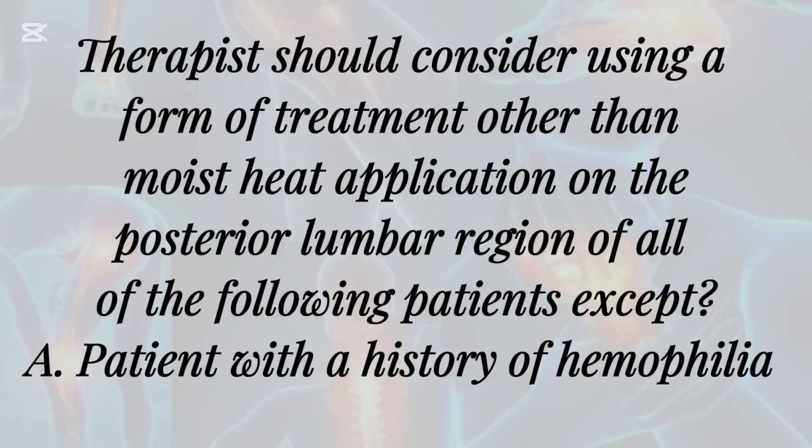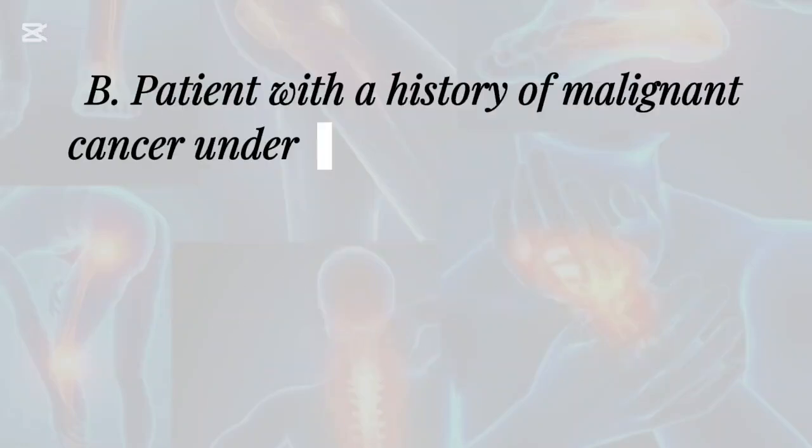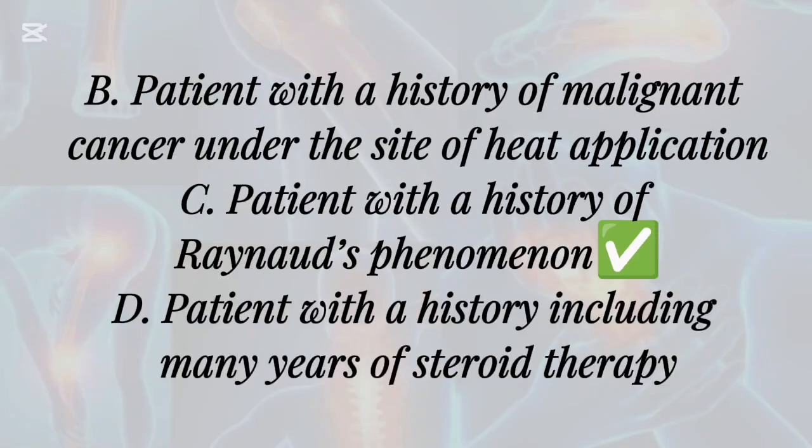Therapists should consider using a form of treatment other than moist heat application on the posterior lumbar region of all of the following patients except: A. Patient with a history of hemophilia. B. Patient with a history of malignant cancer under the site of heat application. C. Patient with a history of Raynaud's phenomenon. D. Patient with a history including many years of steroid therapy.